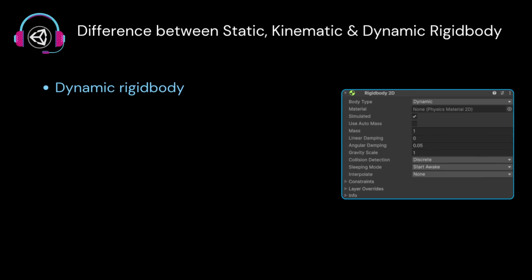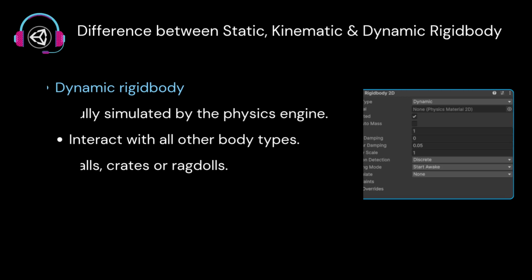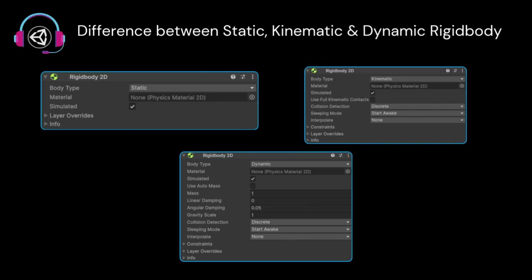Dynamic rigid bodies are fully simulated by the physics engine, affected by forces like gravity and collision, and interact with all other body types. Best for anything that needs realistic physics behavior, like balls, crates, or ragdolls. Dynamic rigid body is the most computationally expensive as it involves complex physics calculations for force, collision, and velocity. Choosing the right rigid body type is all about balance, performance versus realism. Let's move to the next question.